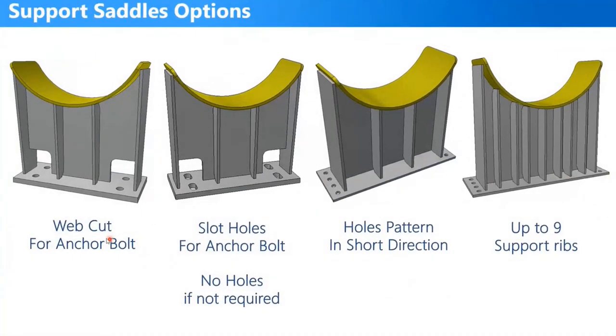For the support saddle options, you can make a cut on the web. If you have a single hole here and the web in the middle, you can make a cut to get enough area for tightening the bolt. Some specs include this definition for the cut. For the slot holes, you can make the holes as a straight hole or a slot hole. You can make the base plate without any holes if you define the hole diameter as zero. You can change the pattern of holes in the long direction or the short direction. You can add up to 9 ribs for the saddle.